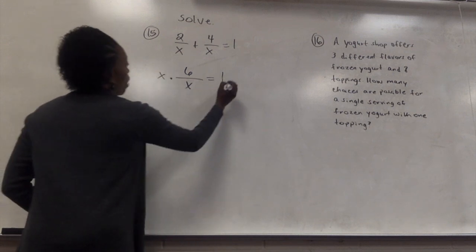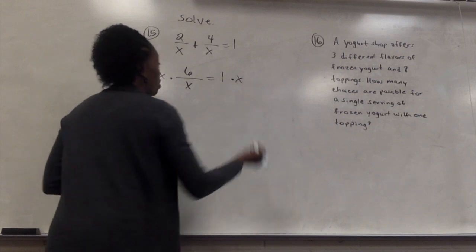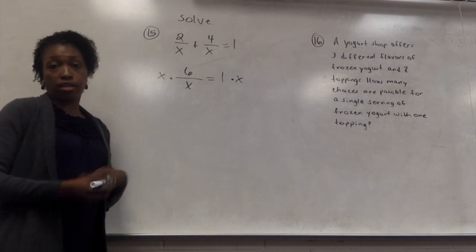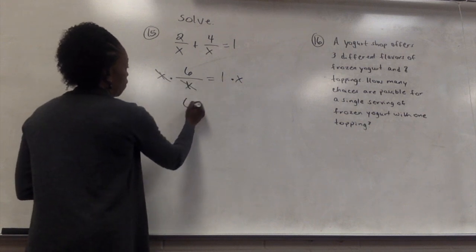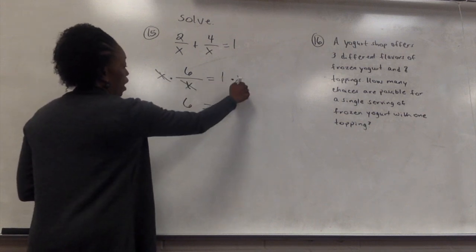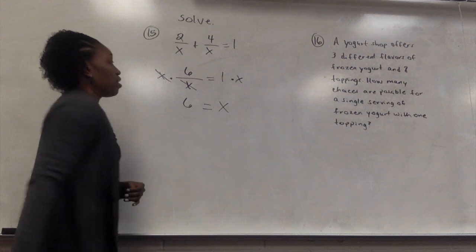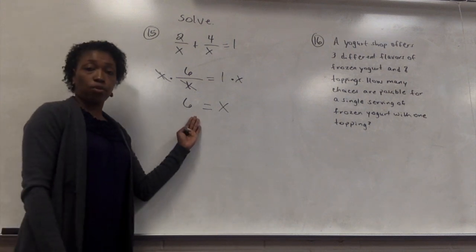Some people will multiply both sides by x, which is the same thing as saying cross multiplying. So you can do it either way. When I multiply this side by x, I'm left with 6. 1 times x is x, and I was able to solve for my variable x, which is 6.